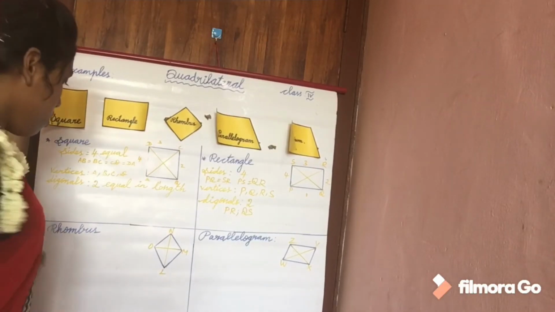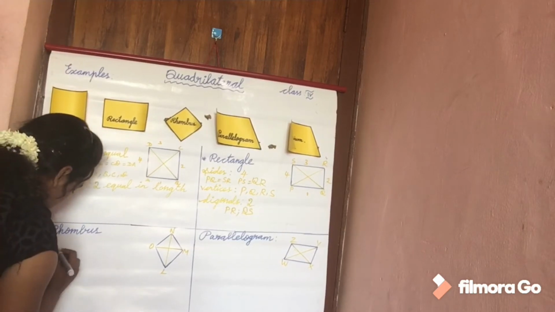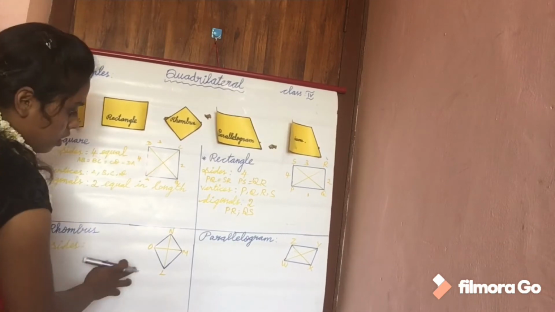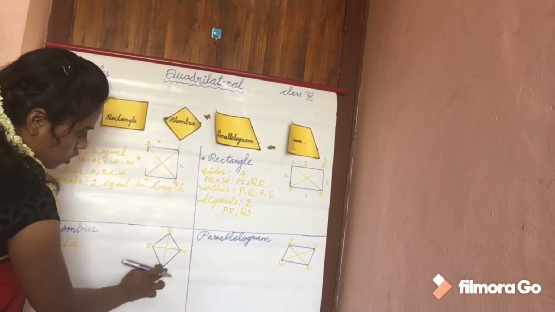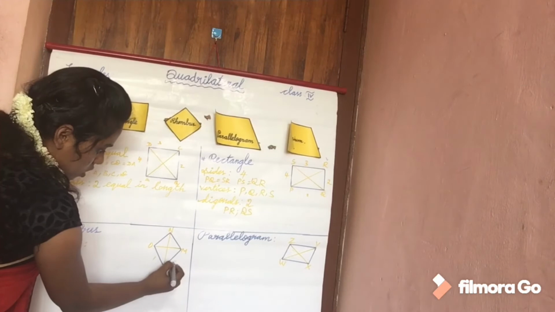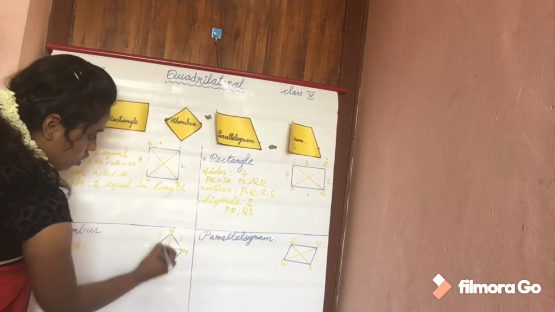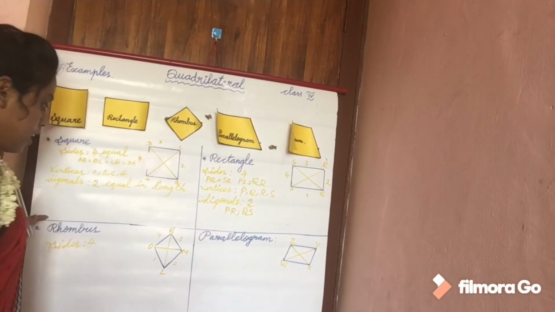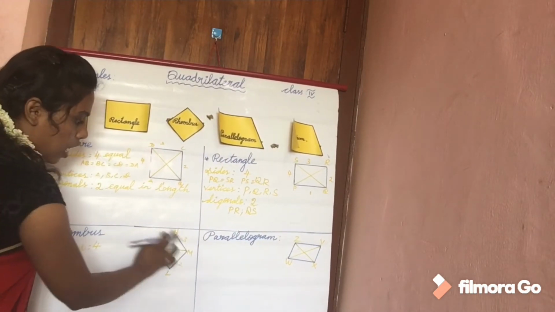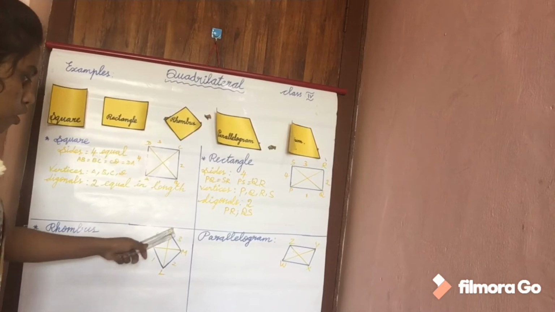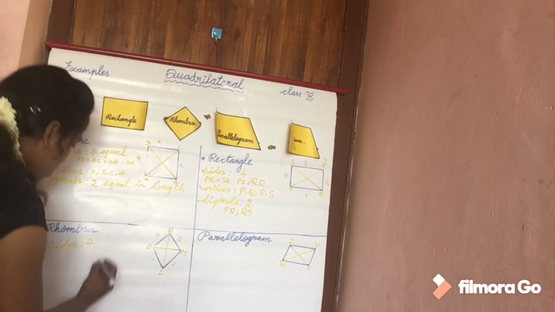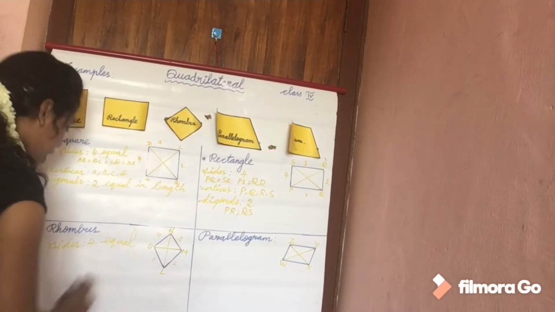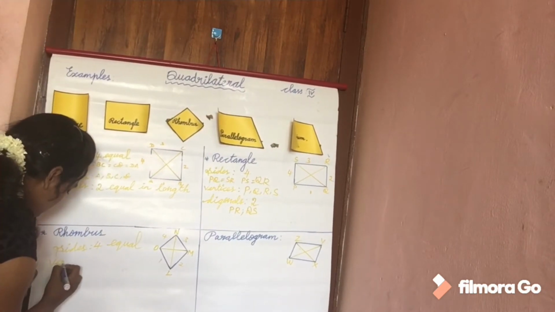Now rhombus. Sides. In rhombus, how many sides are there? 1, 2, 3, 4. How many sides are there, children? Yes, 4 sides are there. Here also 4 sides are equal. Now we'll see vertices.